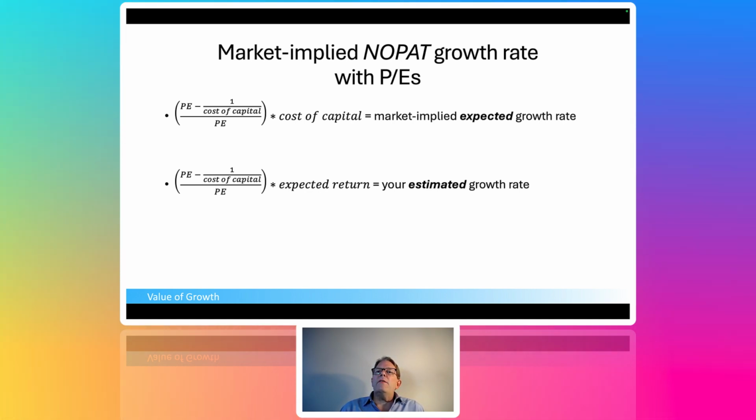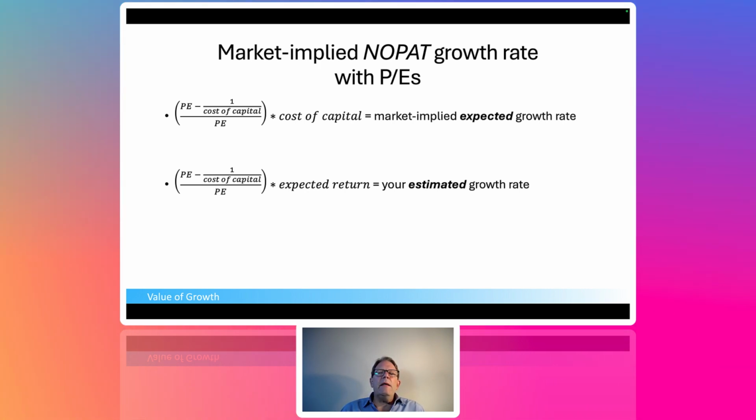Let's go a little higher. Let's say we still have the cost of capital at 10 and my PE is 40. So 40 minus 10 is 30. 30 divided by 40 is 75%. So it's kind of a cool way of thinking about the market implied value of growth for a PE. And since a lot of people deal with PEs in the investment world, I think this is a fun way to think about it.